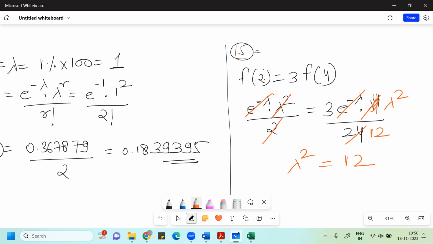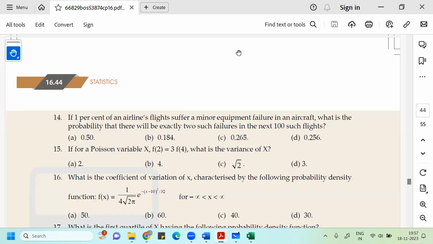Okay. This is 3 into 8... Lambda square is not 12. This is 4. So lambda square is 4. Yeah. Lambda square is 4. So lambda is equal to plus minus 2, because mean or variance cannot be a negative value. So your variance is equal to 2. 15th answer is option A.